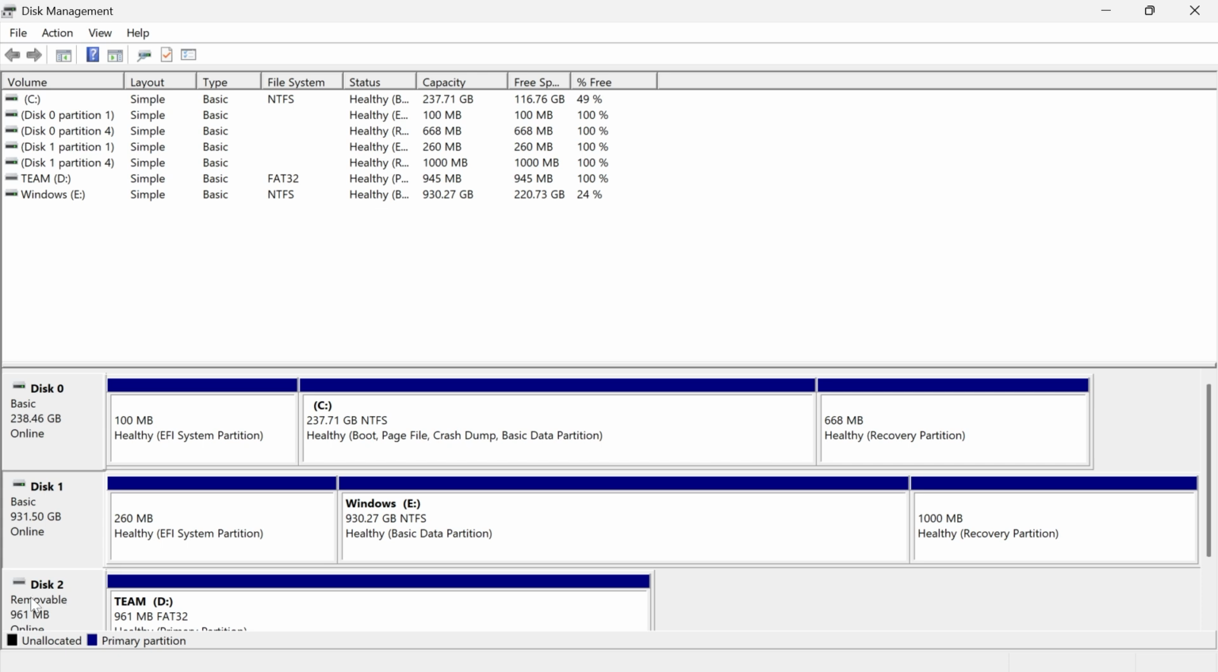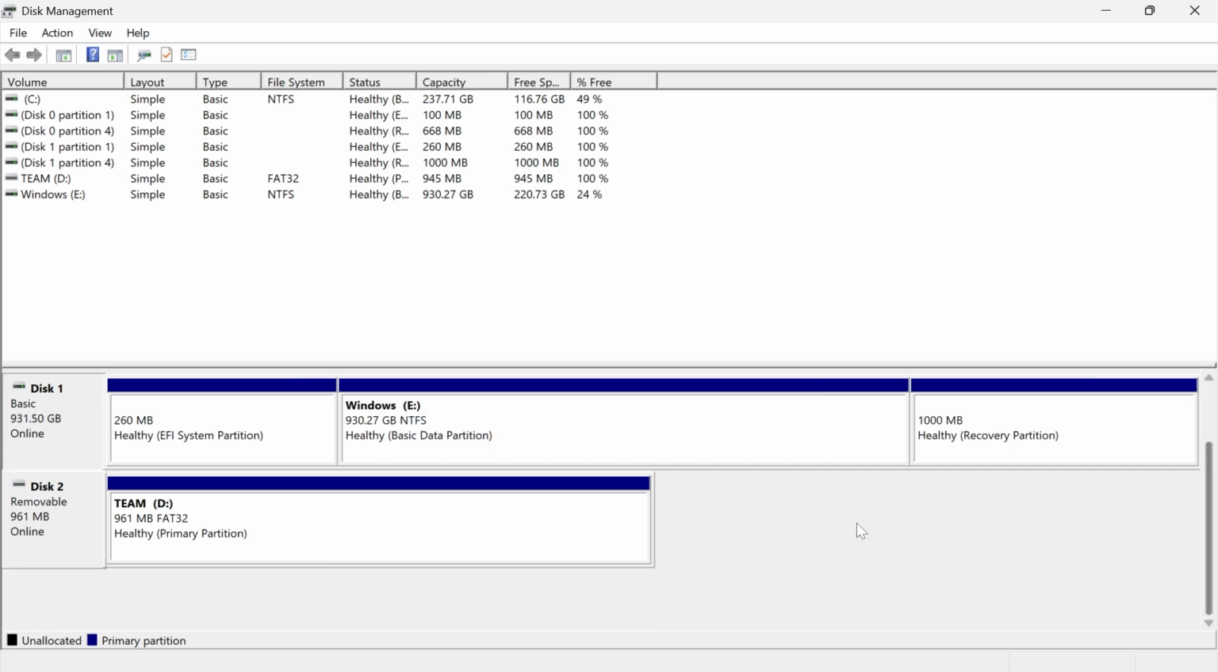Now, if you look at the USB, you can see that it says removable. Again, this is a removable stick or the USB that we are using. So yeah, that is the easiest way for us to find external hard drive in Windows 11.